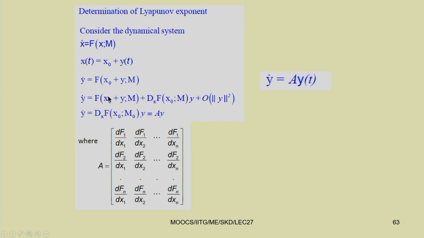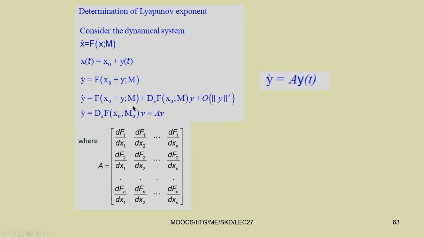So, m is a system parameter. We can expand this y dot by Taylor series: y dot equals f(x0, m) plus the first order derivative d x f (x0, m) times y plus higher order terms. The f(x0, m) part, with the initial conditions we have taken, equals 0 for steady state. So our y dot becomes d x f (x0, m0) times y.